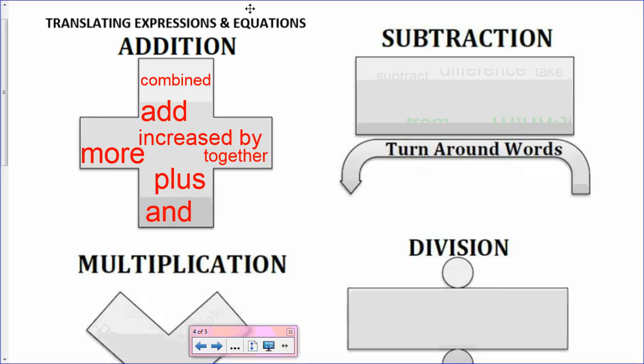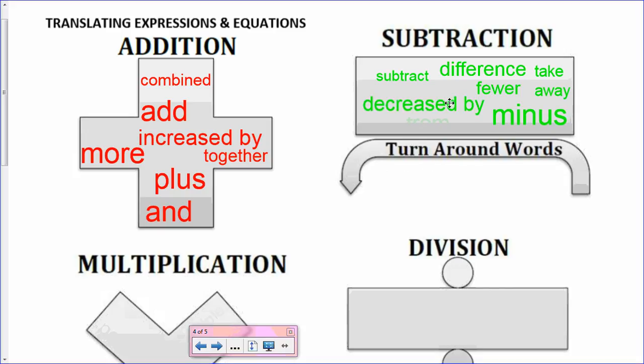Let's talk about subtraction. So here we have subtract, clearly. Difference, that's the answer you get when you do subtraction, right? Take away, fewer, minus, decrease by, from. I think that's actually a turnaround word. 4 from 11. Yeah, that means 11 minus 4. So that's actually a turnaround word. Sorry. It also means subtraction.